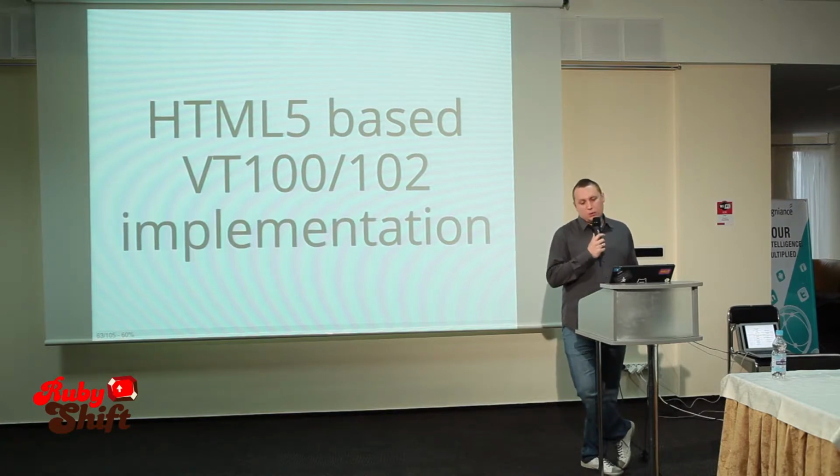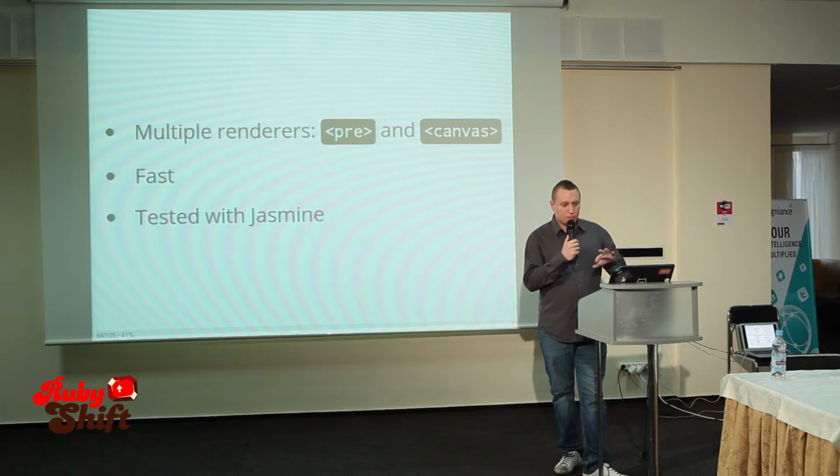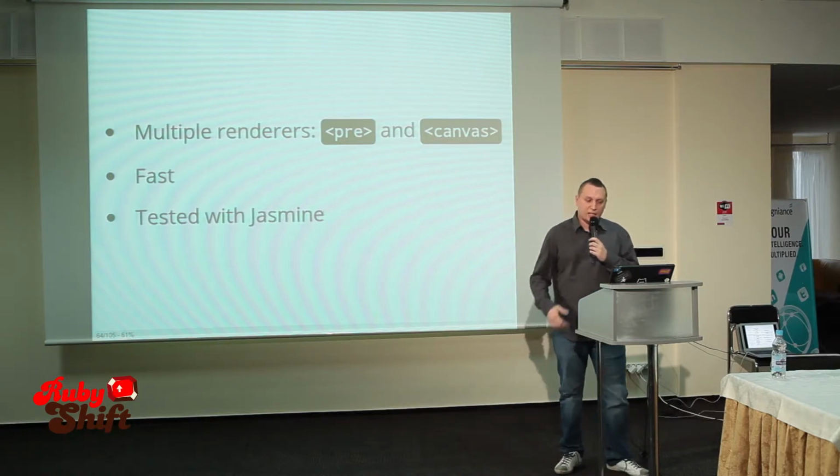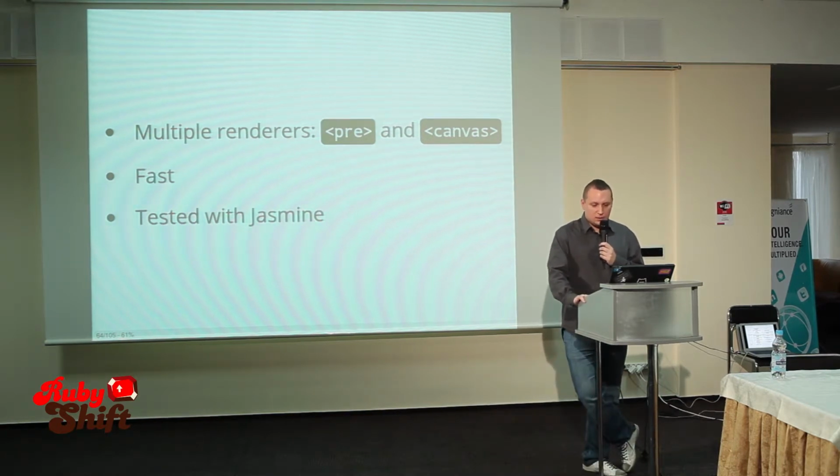And what I ended up with was an HTML5 JS-based VT100 implementation that understands all of the control sequences, all the ANSI escape stuff that goes through the terminal. And it has multiple renderers. One is pre-element based. The second is canvas based. It's fast. I wanted to optimize for things like Nyan Cat and others. And it's tested with Jasmine, Jasmine.js.